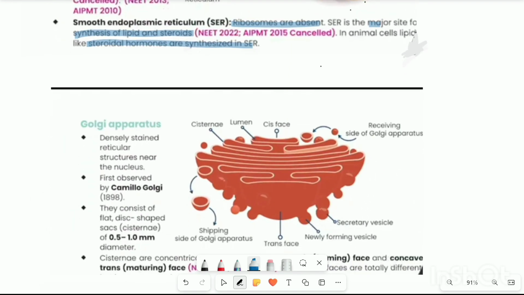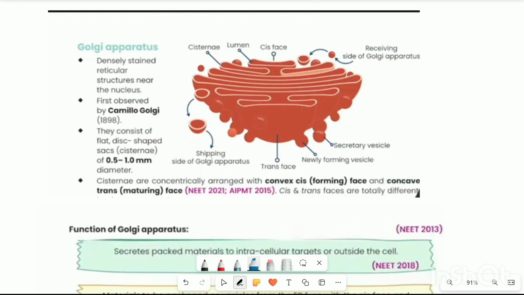Now next is Golgi apparatus. This is a densely stained reticular structure near the nucleus. And this Golgi apparatus was first observed by Camillo Golgi in 1898. They consist of flat disc-like sacs, cisternae, which are 0.5 to 1.0 micrometer in diameter.